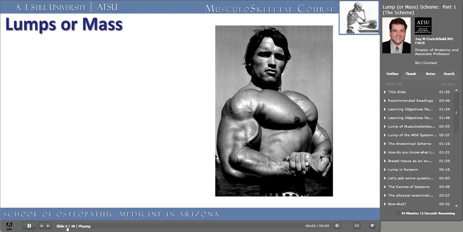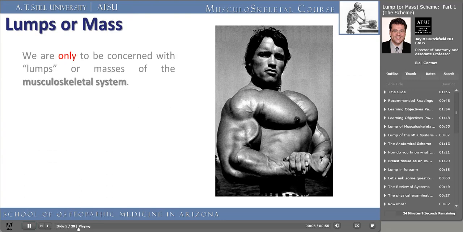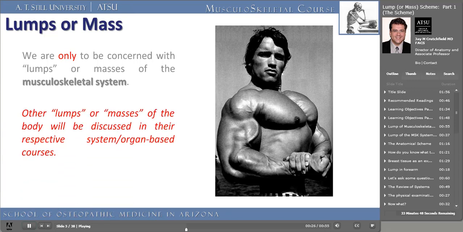Remember, we're only going to discuss and consider lumps and masses of the musculoskeletal system, hence the photo here of Arnold. And while I discuss how breast tissue is an excellent teaching medium to learn biopsy techniques and the special case of head and neck biopsies, other lumps or masses of the body, subcutaneous tissues, or skin will be discussed in their respective organ or system-based courses and not as part of the musculoskeletal system.